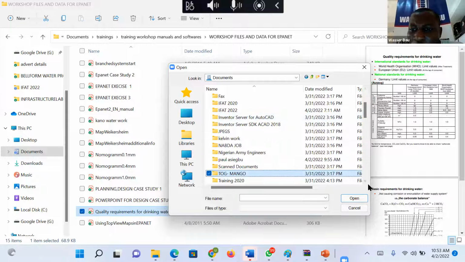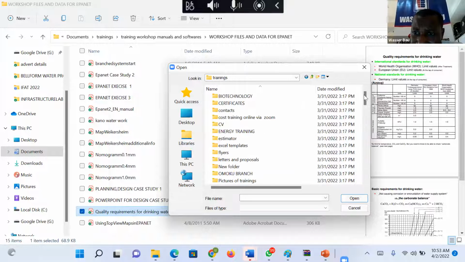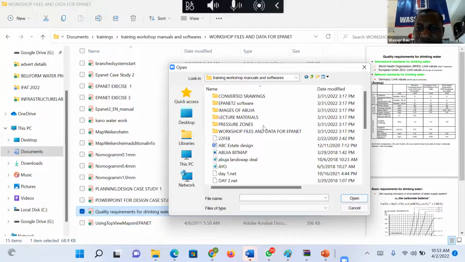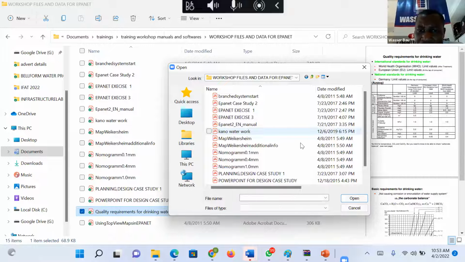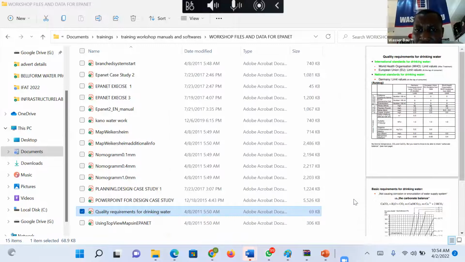So for the physical parameters, it is the color, the conductivity, the turbidity, the resistivity, which is the inverse of the conductivity, and the smell, the odor, and what have you.